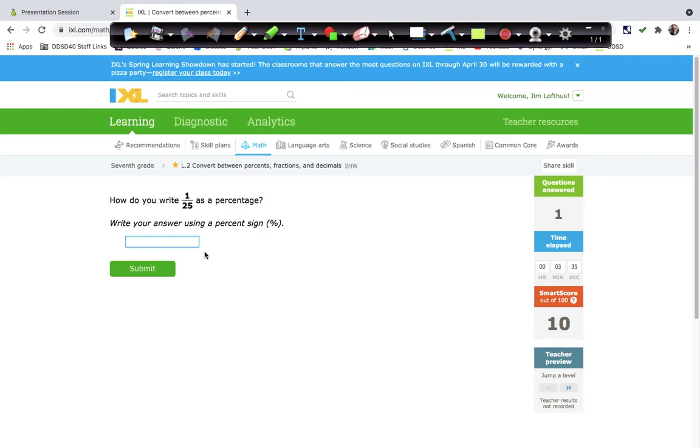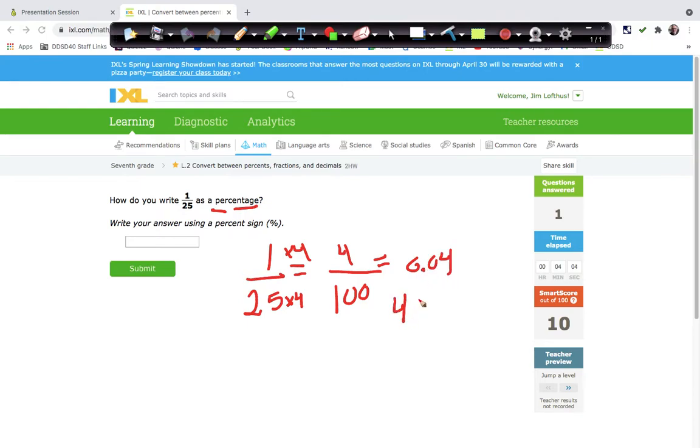1/25th as a percent. It's actually a pretty challenging one for a score of only 10. So we would write 1/25th, and we want that as an equivalent fraction over 100 because this means per 100. And so we could use a multiplier on this, times 4 times 4. And so we would change that to 4/100 or 4%. So let's check this, and let's put in 4%.